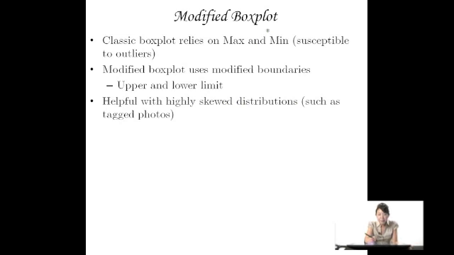The classic box plot relies on the max and min, but those are very susceptible to outliers, right? So if you have a couple of crazy outliers, that will drastically change your visualization. The modified box plot just simply uses those modified boundaries. That's 1.5 times the IQR. This is really helpful with highly skewed distributions, as we saw with tagged photos.